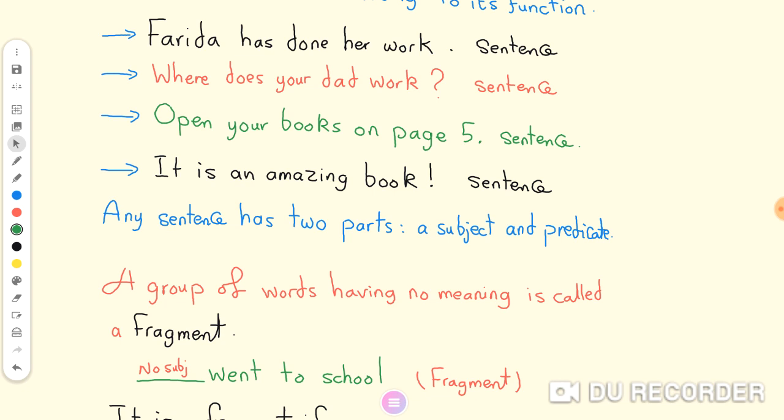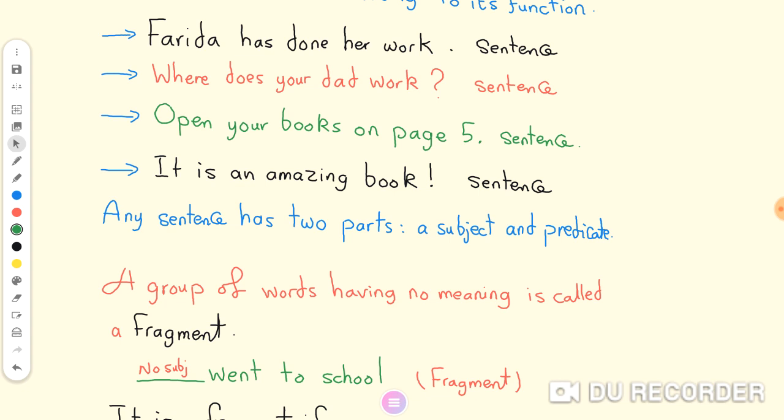Number 4, it is an amazing book. This group of words shows strong feelings, so the function of the sentence is an exclamatory sentence or an exclamation sentence. It has a subject, it, and its predicate is an amazing book, so this group of words has complete meaning, so it is a sentence. Because any sentence has 2 parts, a subject and predicate. You need to search for the 2 main parts of a sentence, the subject and predicate.